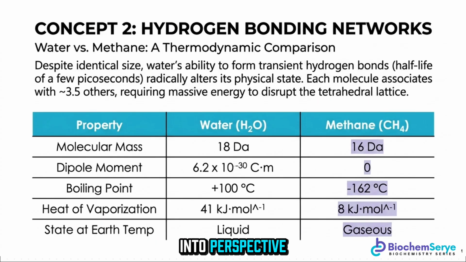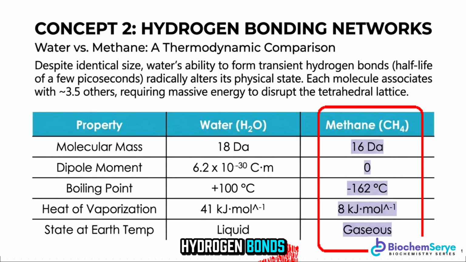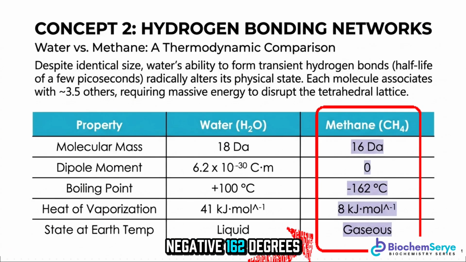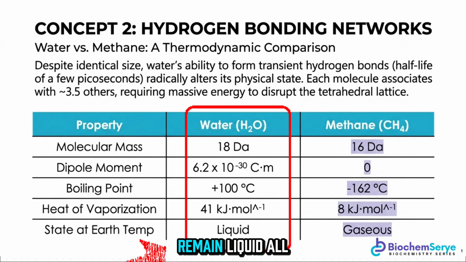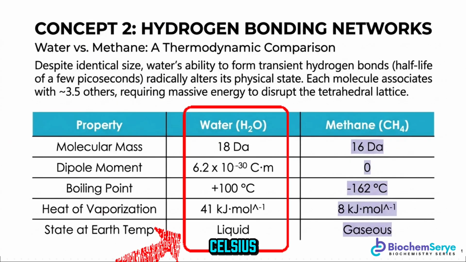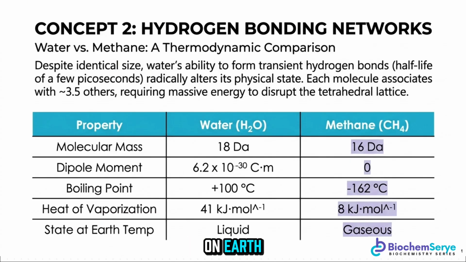To put this into perspective, let's compare water and methane. They have very similar molecular masses, but because methane lacks a strong dipole moment, it can't form hydrogen bonds, so it boils at a freezing negative 162 degrees Celsius and exists as a gas. Water, on the other hand, requires massive heat energy to disrupt its lattice, allowing it to remain liquid all the way up to 100 degrees Celsius. This extreme thermodynamic resilience is exactly what maintains the liquid environment required for life on Earth.